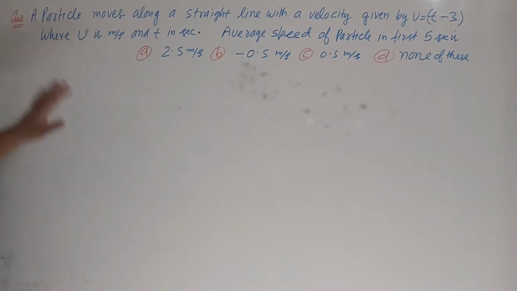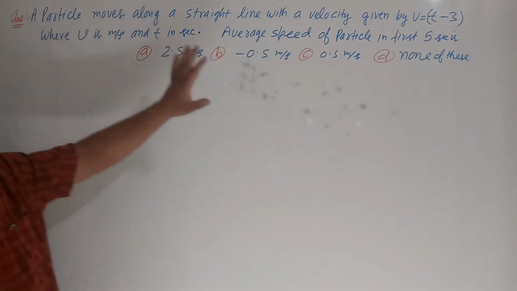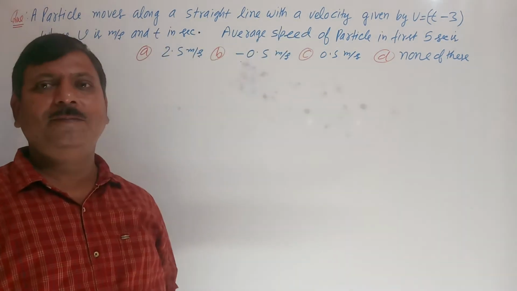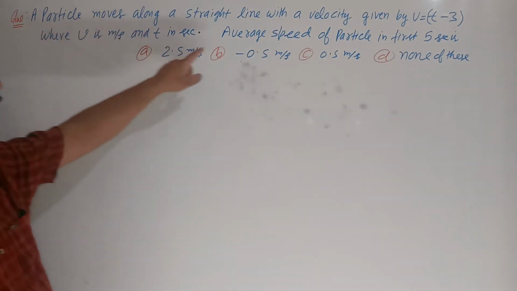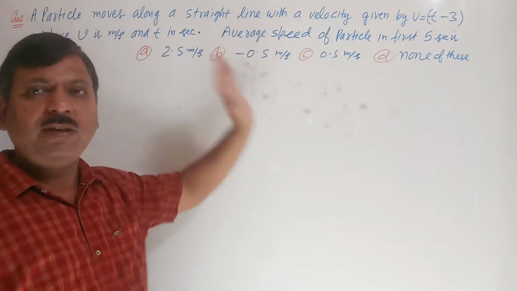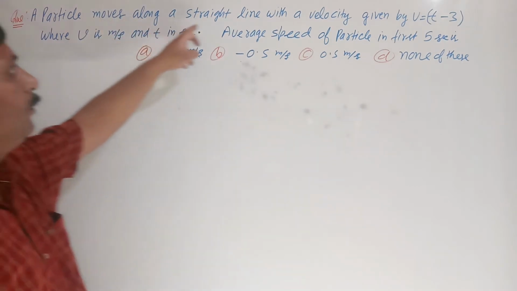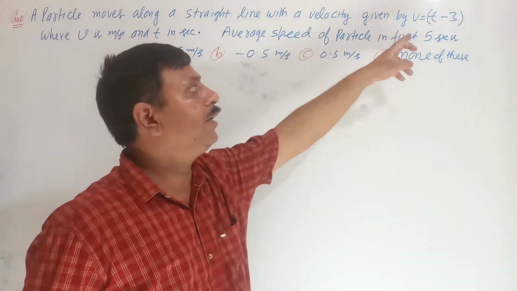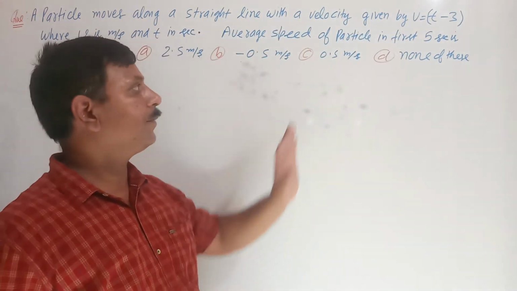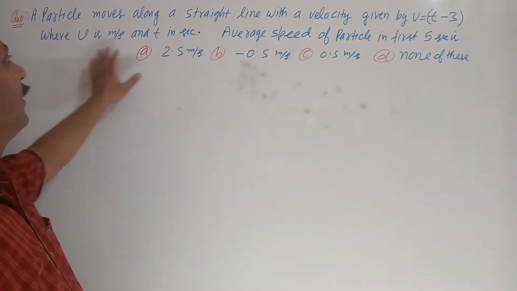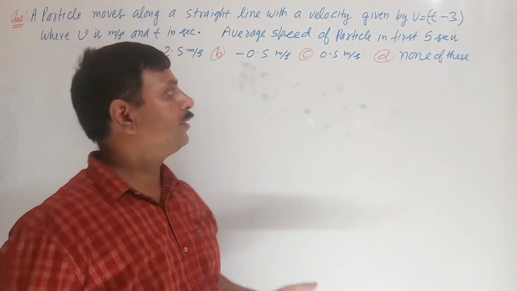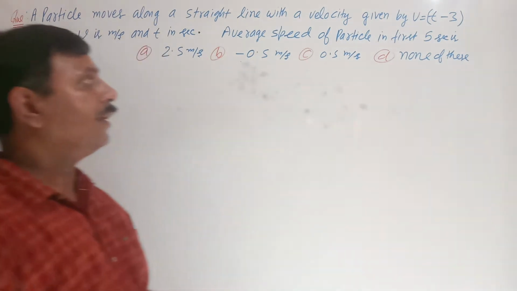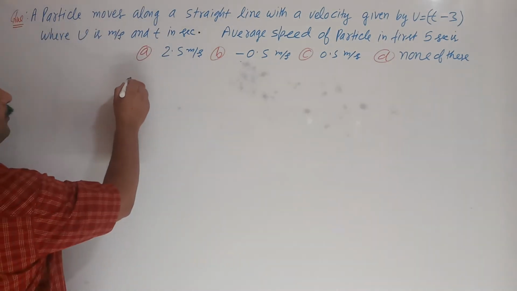In the next question, same as the previous question, only thing is that here they want average speed. A particle moves, velocity given v is equal to t minus 3, find the average speed of the particle in the first 5 seconds. So what is the average speed?